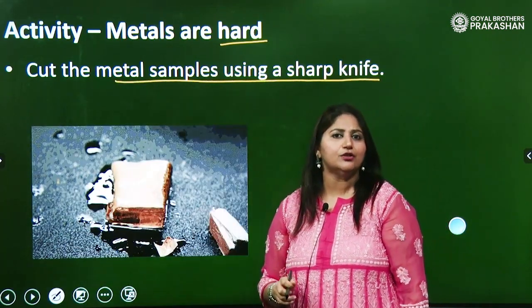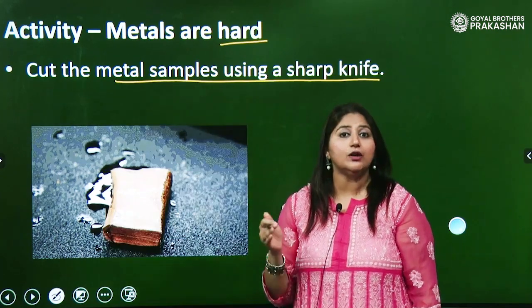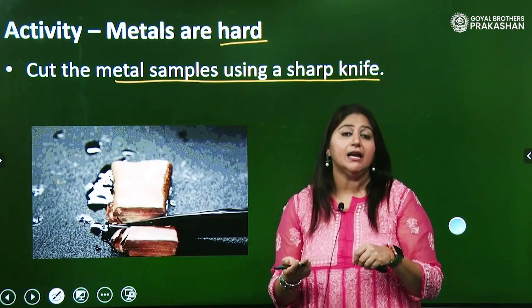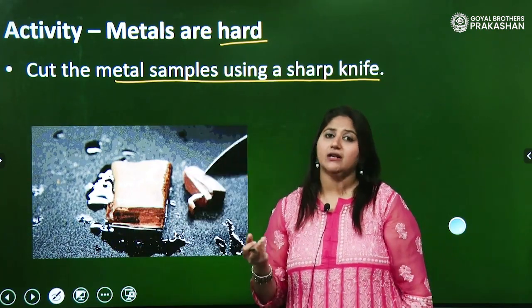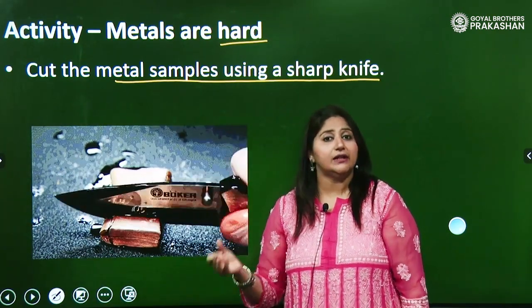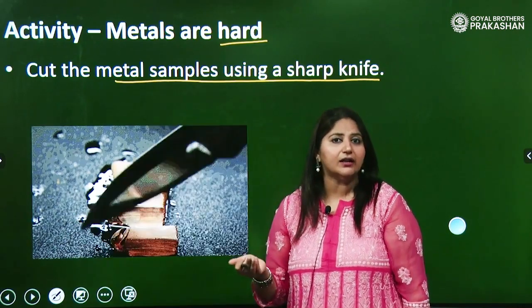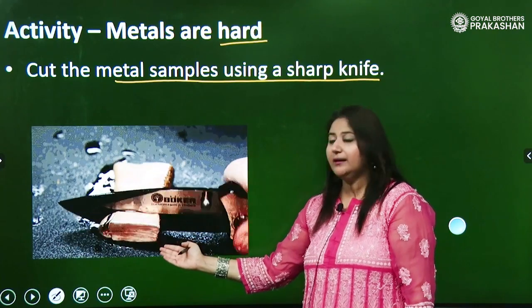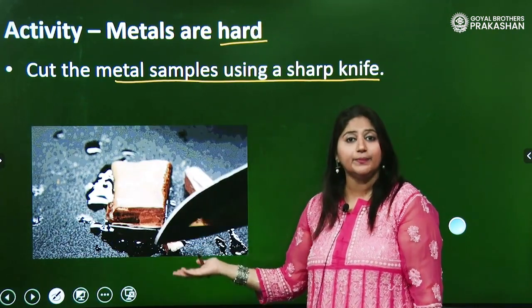And what do you think what should be there? Actually, you will observe that knife is unable to cut the zinc granules easily, and it is very hard to cut even iron nail. So, it's very difficult to cut. It means they are very hard. But there are exceptions, children. As you can see here, the sodium metal can be easily cut into pieces.